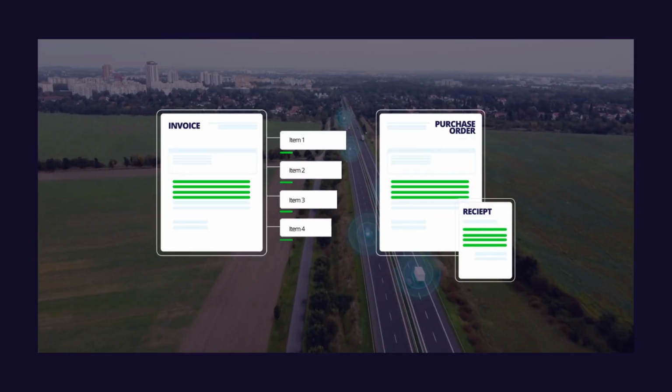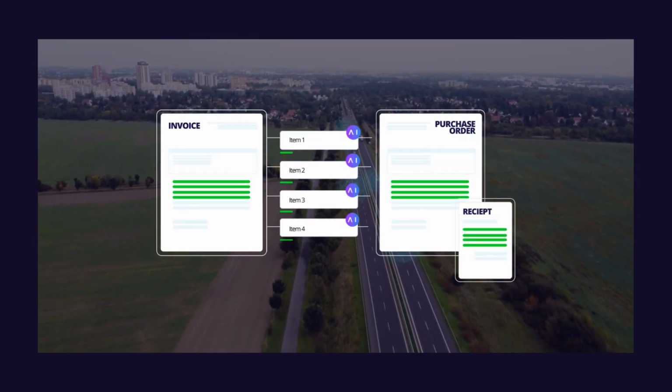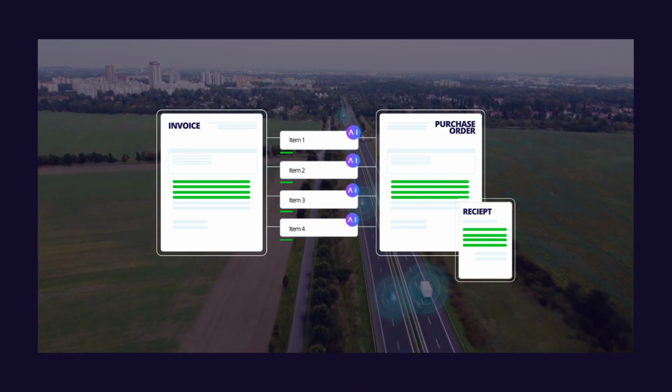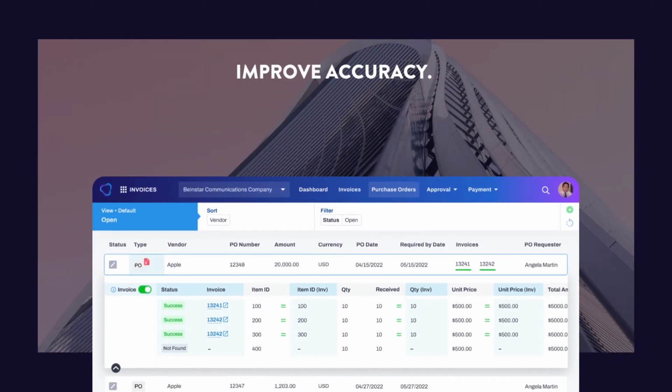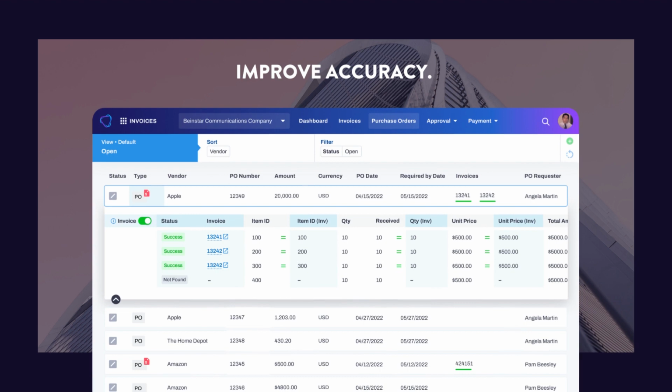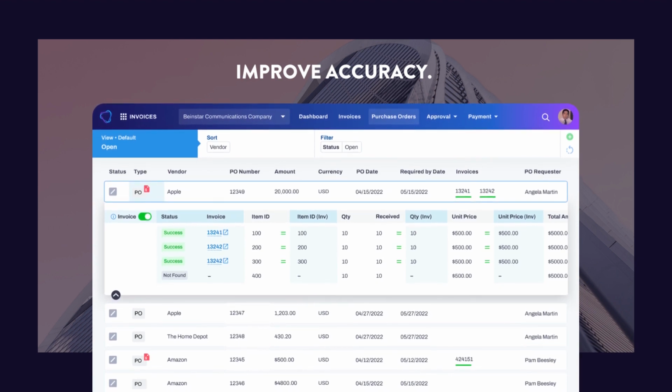With Vic.ai's autonomous PO matching, you can simplify PO matching and processing with AI. Vic.ai's highly accurate AI model, trained on 500 million invoices, handles the complexity of two-way and three-way PO matching so you can intelligently scale your team.